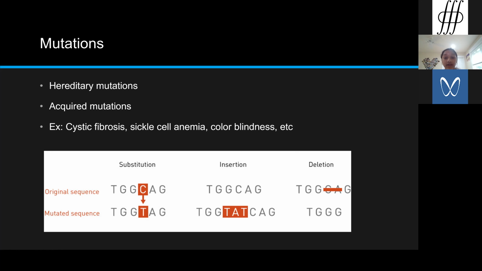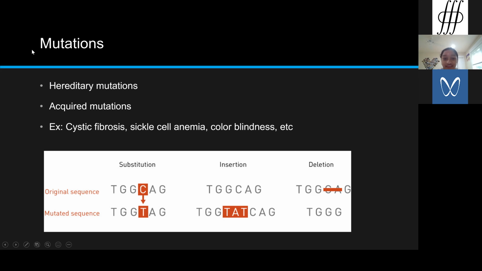There's also acquired mutations, so somatic mutations, and basically those are only in certain cells and acquired sometime during a person's life. This could be through environmental factors such as radiation or errors in DNA replication. And these somatic mutations aren't passed down to the next generation. So that means that those mutations are only in that individual themselves. So future generations aren't affected by it. Some examples of mutations are cystic fibrosis, sickle cell anemia, Tay-Sachs disease, and color blindness.